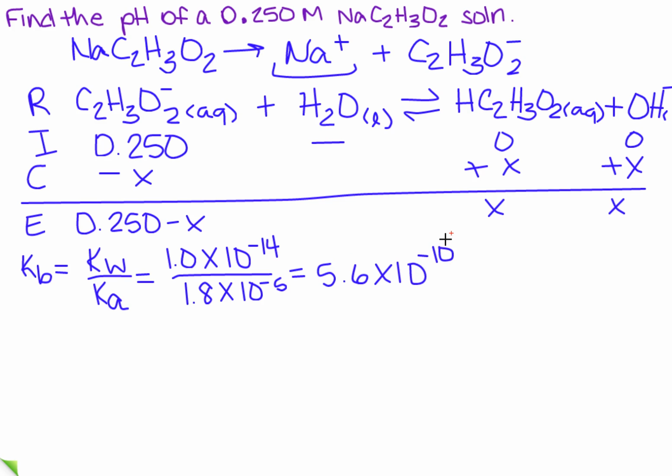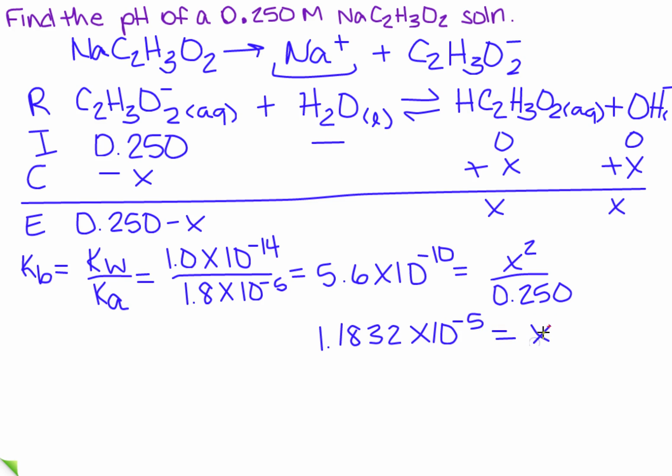Now I need to do what? I need to set it up like we do everything. K sub B is equal to the products divided by the reactant. So I'm going to say that this is equal to x squared over, I'm going to try to do the approximation because I want my life to be a lot easier. So I'm just going to divide by 0.250. So I need to cross multiply and take the square root, and when I do that I get 1.1832 times 10 to the minus 5 for x.